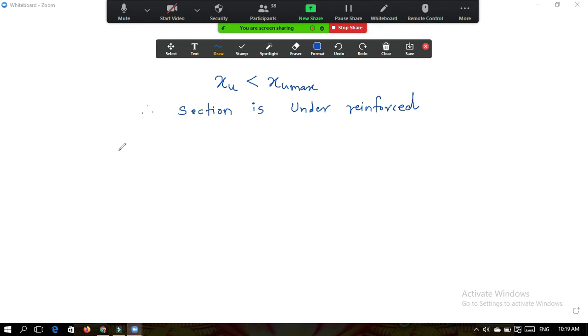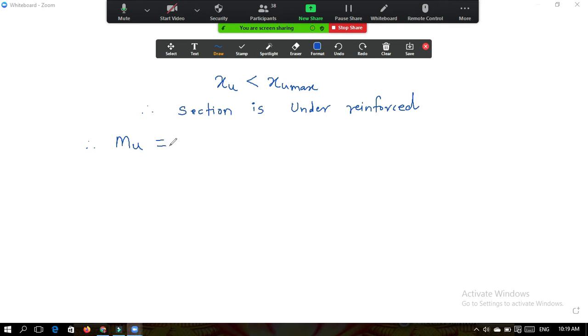Now for mu, see the formula which is given. You have case number 3, so see the formula that we need to use. If xu is less than xu max, the section is under reinforced, and you can use the value of xu as it is in the formula. If xu is greater than xu max, then you assume that the section is a balanced section, and instead of xu you use the value of xu max, because xu is equal to xu max in that case. Only these things you have to consider.